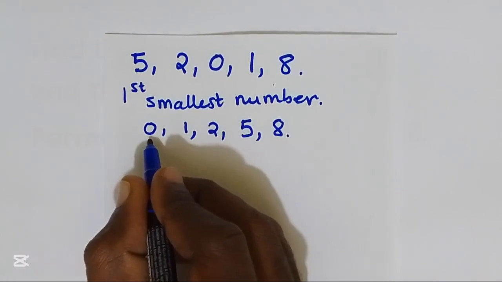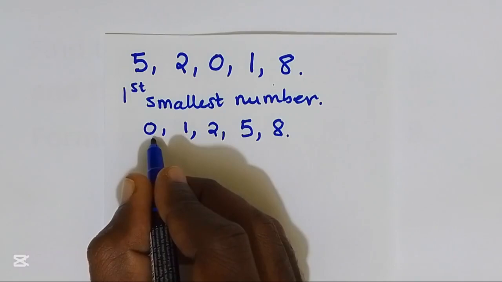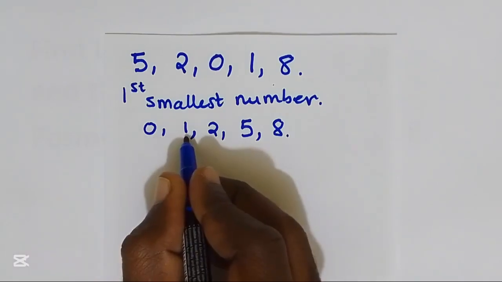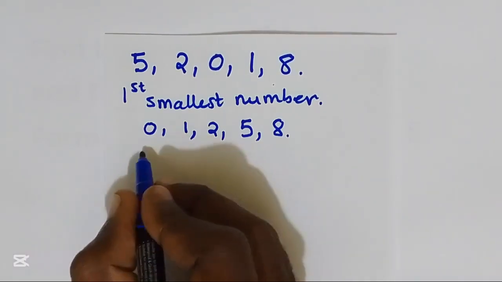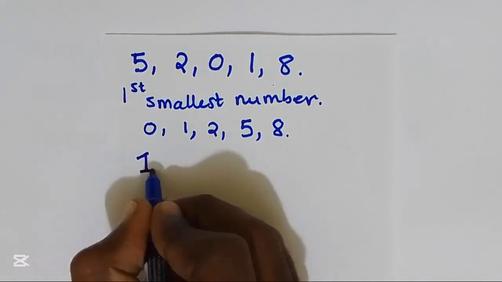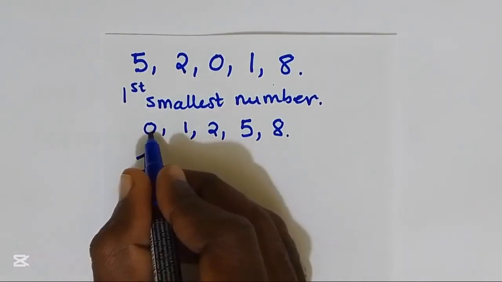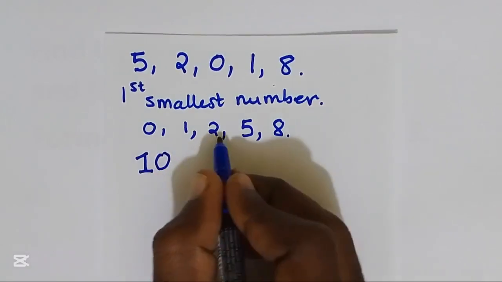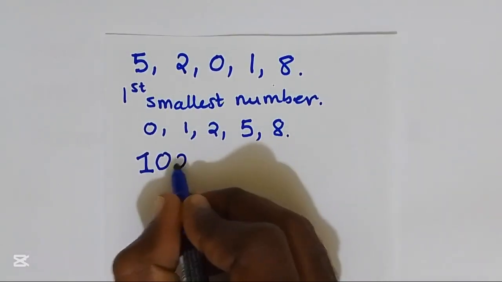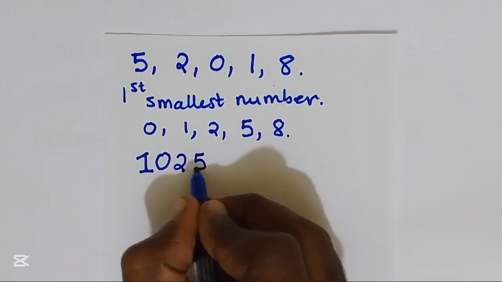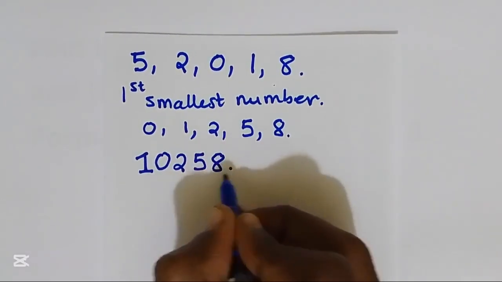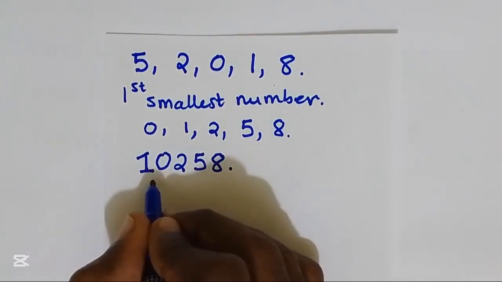But we can't start a number with 0. That is a trick part. So we must find the next smallest number, which is 1. So we are going to start with 1. So the number is going to be 1, then we are going to follow with digit 0. Then we are going to write the rest, that is 2, 5, 8. This is our smallest number.